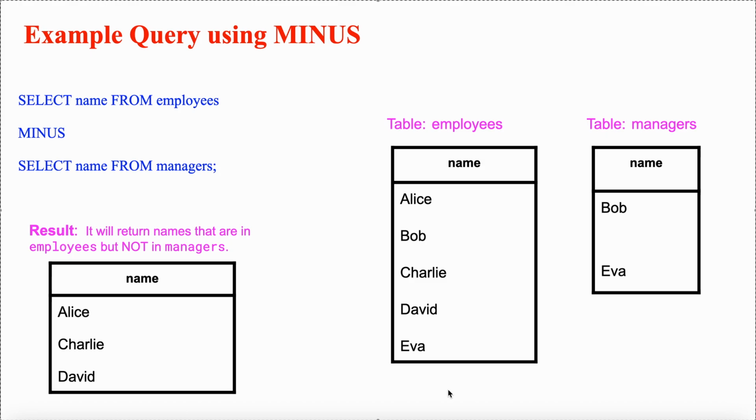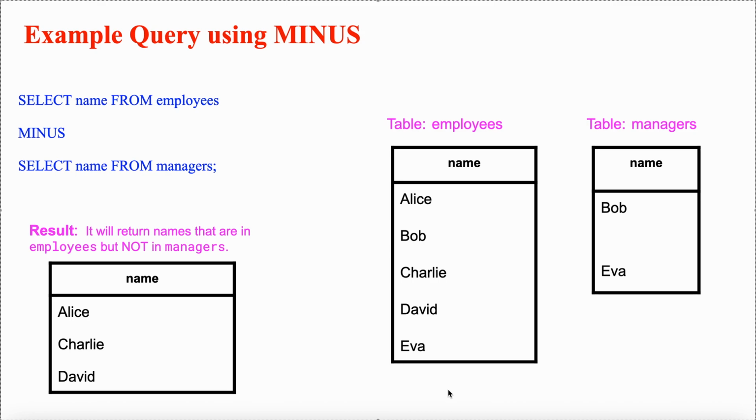Let me show you an example of how minus works in SQL. Here's the query. Select name from employees minus select name from managers. In this example, we have two tables. The employees table with names Alice, Bob, Charlie, David, and Eva. The managers table with names Bob and Eva.